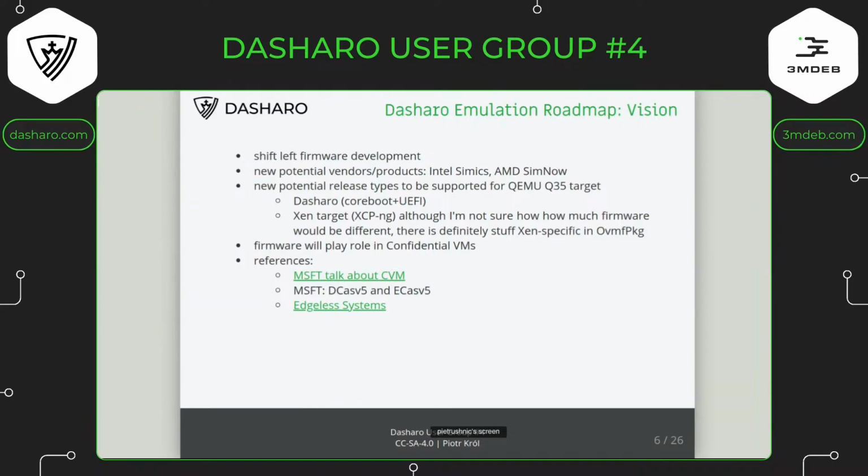Same stuff about the AMD SimNow, although with SimNow, I don't know what's the path for getting access to it. I know that OpenSeal developers use SimNow, but how to gain access to that, I don't know. There are some posts, some archives of the old SimNow, like 2005 or something, on the internet, but I'm not sure how usable it would be today. But that's definitely something to consider on the roadmap of emulation.